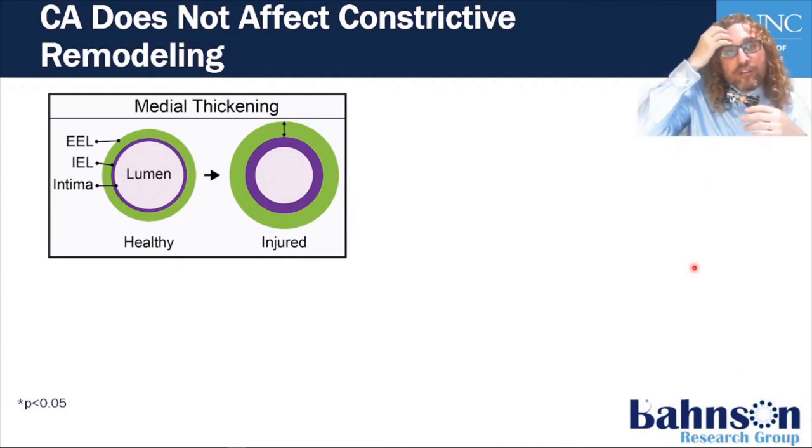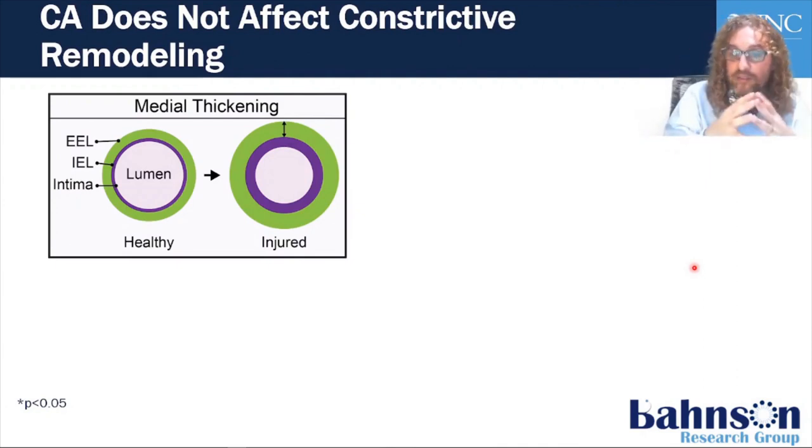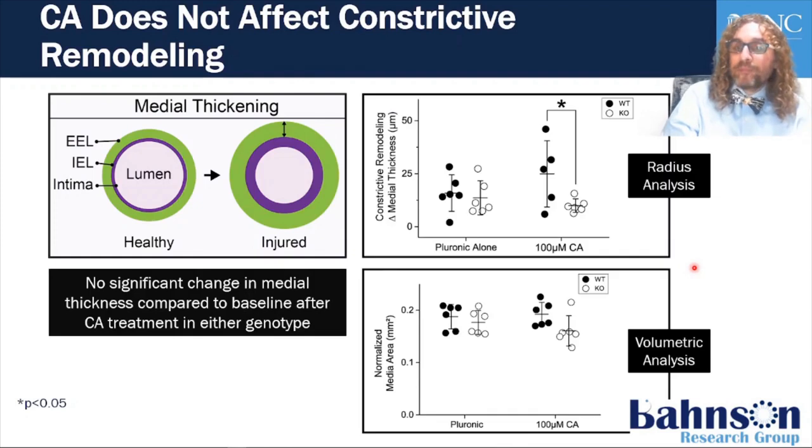The other side of the remodeling coin, as I mentioned before, is the constrictive remodeling. It's characterized by loss of elasticity of the vessel, fibrosis, and deposition of collagen. A way to assess this by traditional histology is to look at the amount of collagen. But since we have all these radii, we can actually see the thickness of the vessel and see if it gets thicker. So one way to analyze constrictive remodeling was the change in thickness, and we see that there is apparently no effect comparing pluronic alone and Cinnamic aldehyde.